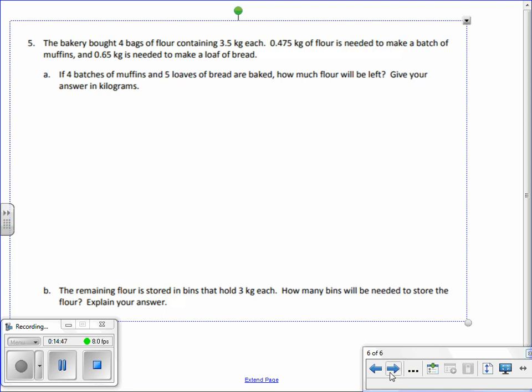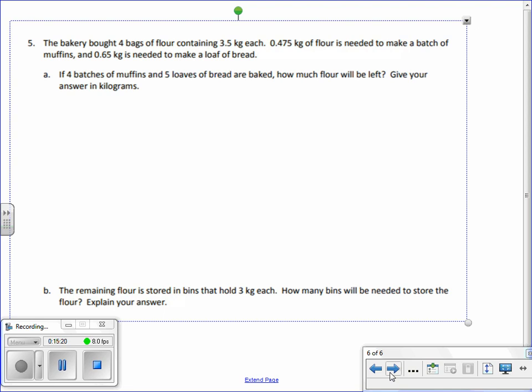Okay, number 6, also known as number 5. The bakery bought 4 bags of flour containing 3 and 5/10 kilograms each. 475 thousandths kilograms of flour is needed to make a batch of muffins, and 65 hundredths kilograms is needed to make a loaf of bread. If 4 batches of muffins and 5 loaves of bread are baked, how much flour will be left? Give your answer in kilograms.